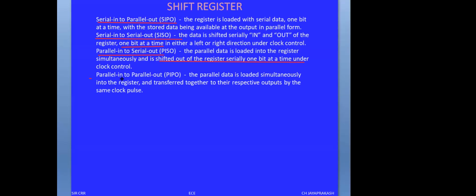And the fourth one, parallel input, parallel output. The parallel data is loaded simultaneously into the register with a single clock pulse, and it is transferred to the respective output registers with the same clock pulse. That is, however I enter in the input, the same is read at the output at the same time. Okay, these are the 4 types of operations we are going to see. Checking, there are 10 more minutes, so let's complete the topic in the next 10 minutes.